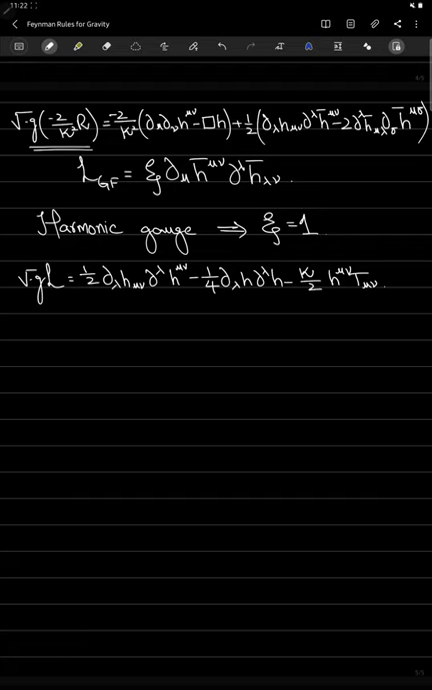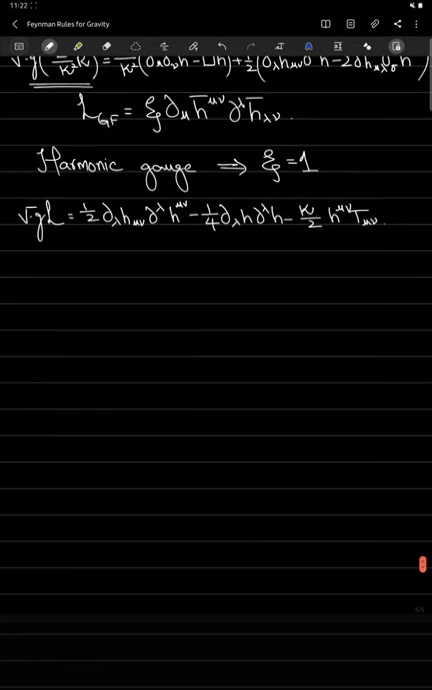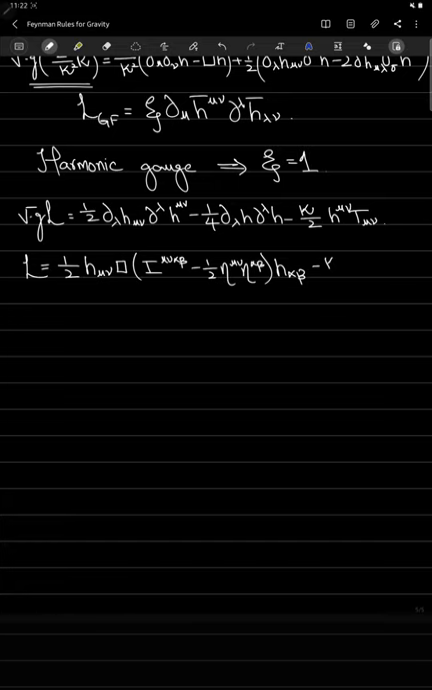Now, you just do some integration by parts, right? That's something that you do in high school as well. And you do that to get the Lagrangian density as 1 by 2 h mu nu, the d'Alembertian operator on I, where this I is the identity tensor that we introduced in our previous lecture as well, so I mu nu alpha beta minus 1 by 2 eta mu nu eta alpha beta, times h alpha beta, minus kappa over 2 h mu nu T mu nu.